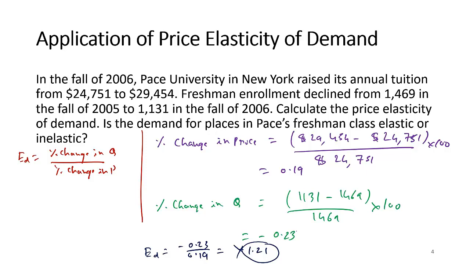So how do we interpret this 1.21 number? It means that a 1% change in price leads to a 1.21% change in quantity demanded. Obviously, price and quantity move in the opposite direction. So if price increases by 1%, quantity demanded is going to decrease by 1.21%, and vice versa. If price decreases by 1%, then quantity demanded is going to increase by 1.21%. So that's how you interpret elasticity of demand.